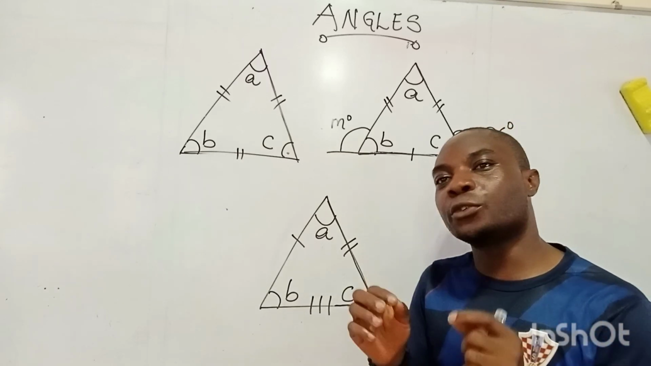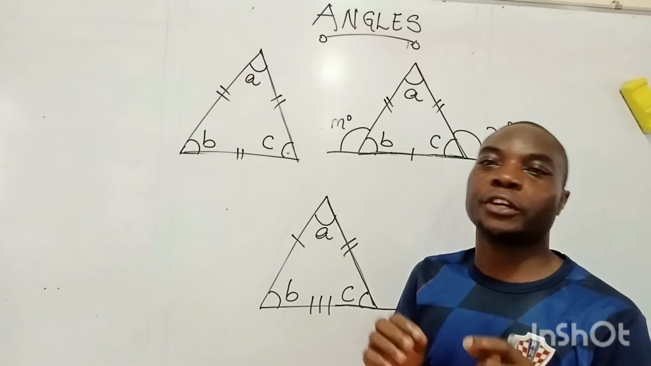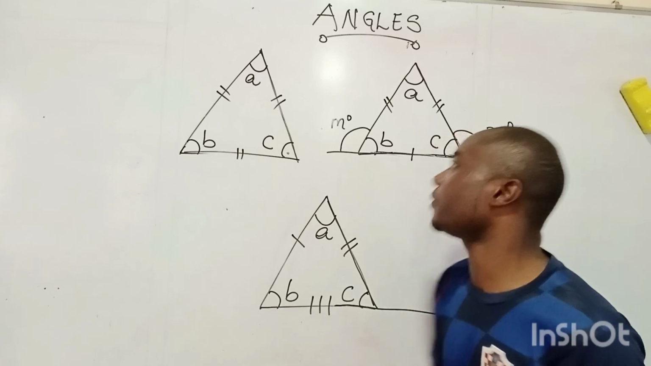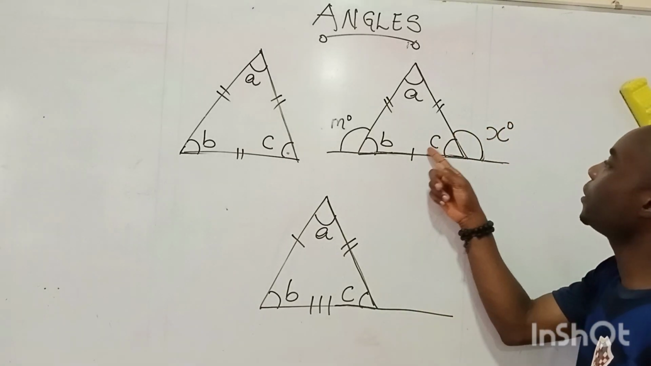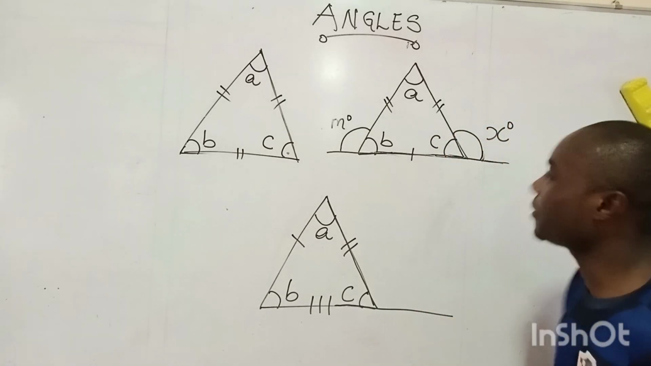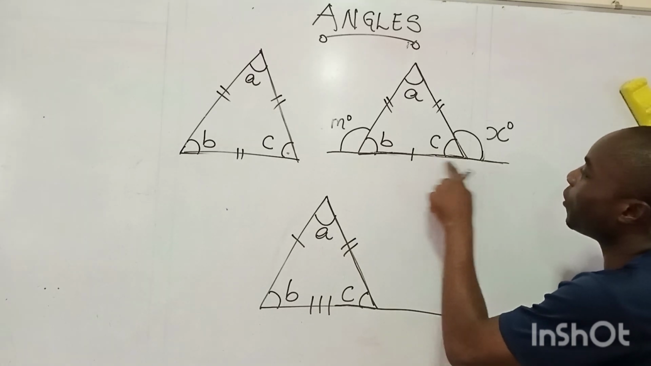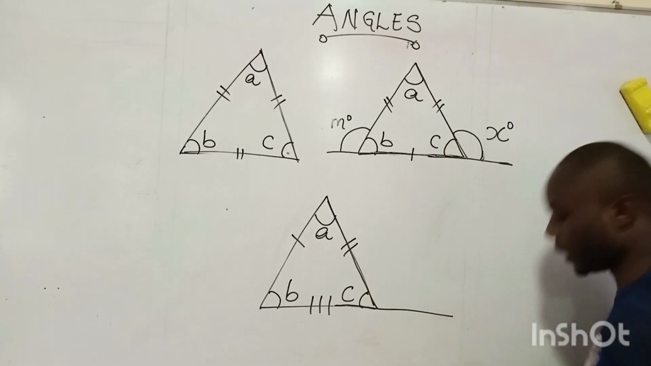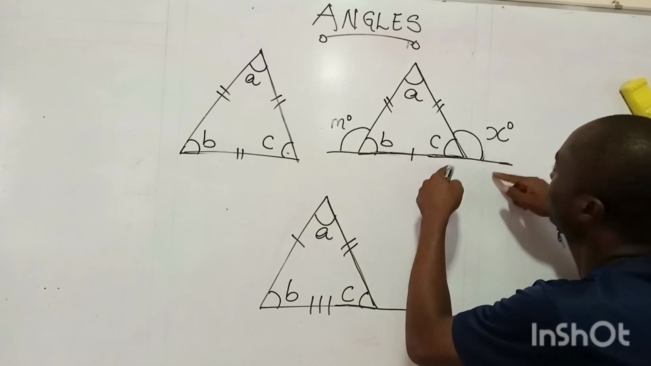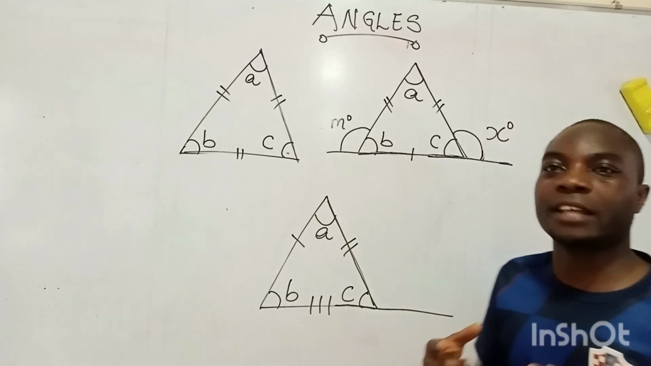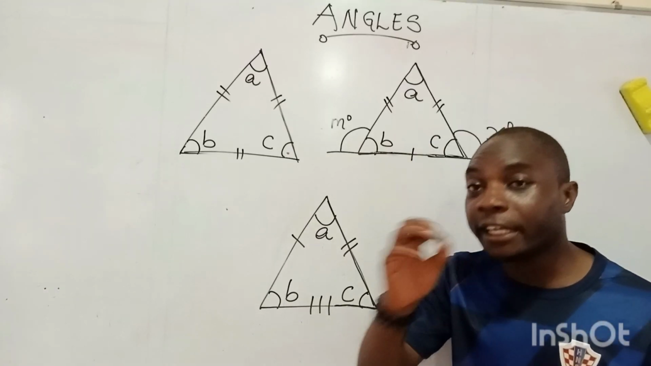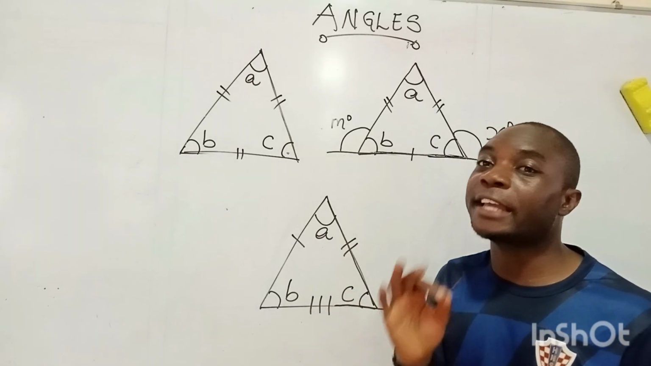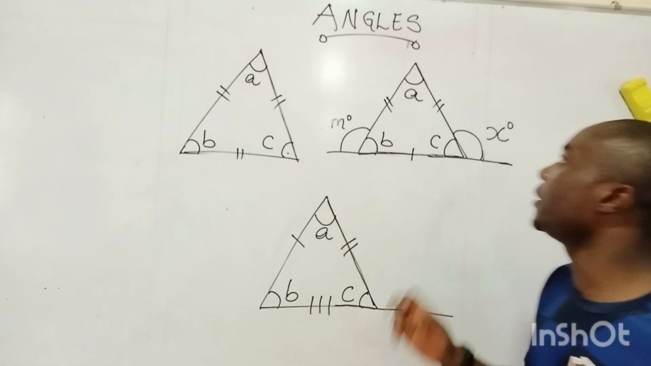Alright? The sum of angles on a straight line is equal to 180 degrees. When we have angles resting on a straight line, for instance, we have angle C and angle X resting on this straight line. Alright? We have a straight line here. Angle C and angle X, they are both on the straight line. And the sum of these angles is equal to 180 degrees. Let's also recall that the sum of angles on a straight line is equal to 180 degrees.